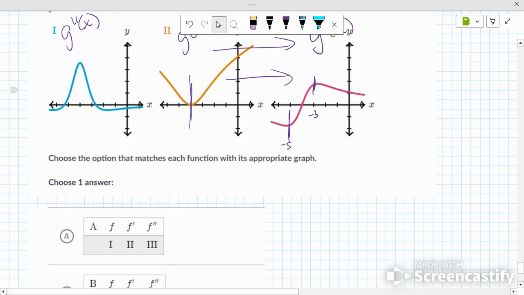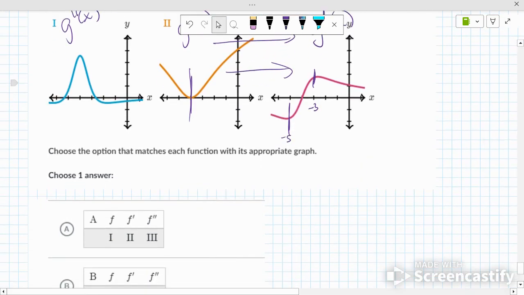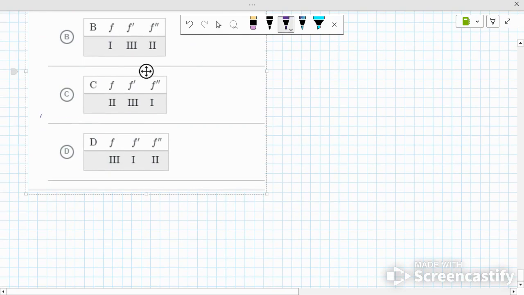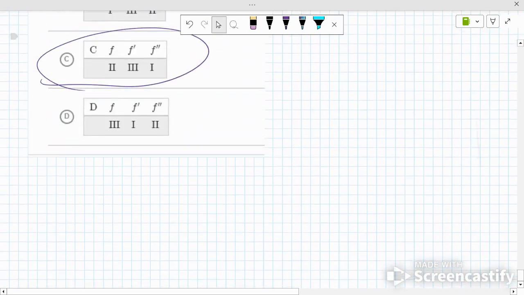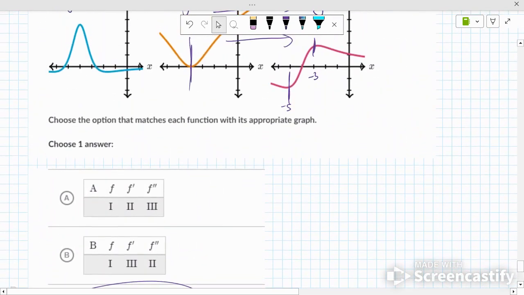Okay? These are not the easiest of problems. 2, 3, 1. But that's how you do them. Okay? That's your lesson for today. Let me put this out there for you.